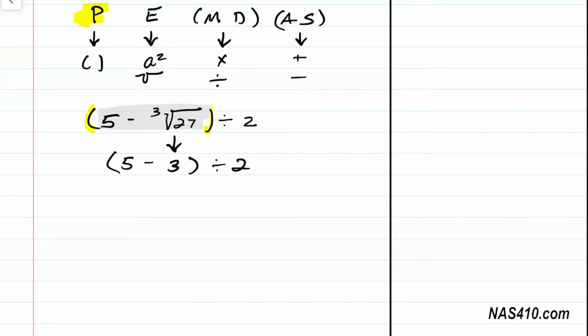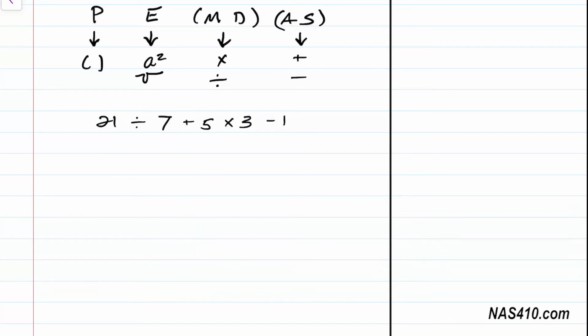Okay, and so now what I'm left with is 5 minus 3 in this bracket divided by 2. I still have to get rid of these parentheses. Okay, they're still there, so I still have to contend with them. And so I do 5 minus 3, which is 2, and I have divided by 2. This is my last operation left. 2 divided by 2 is 1.